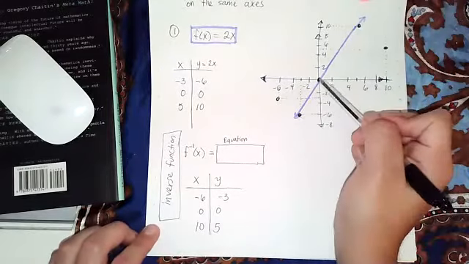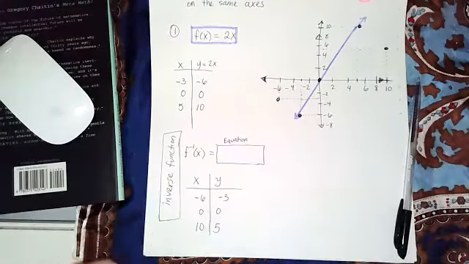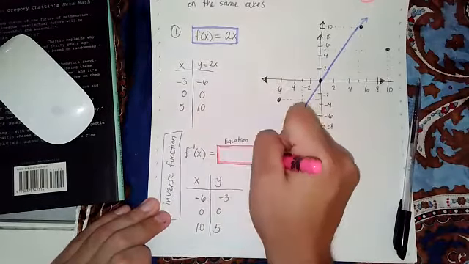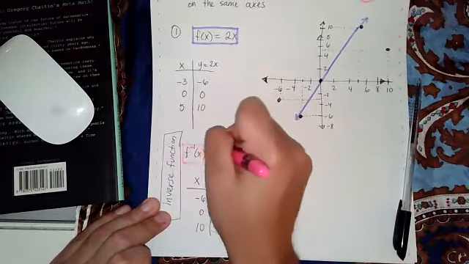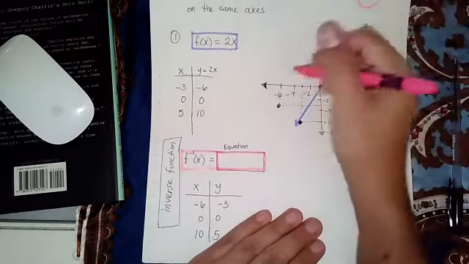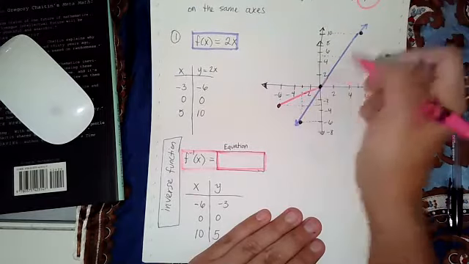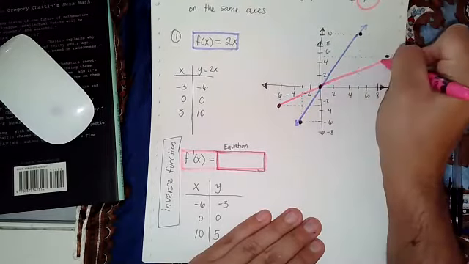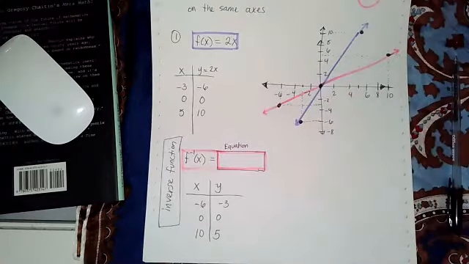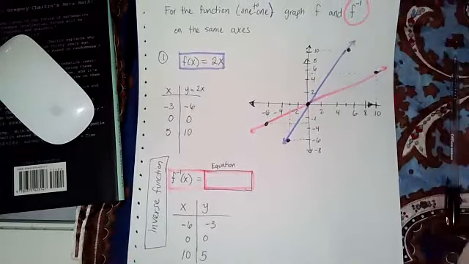So 1, 2, 3 points that belong to the inverse function. And I'll go ahead and color code my inverse function, even though I don't have an equation for it. I'm going to color code this as pink just so we have a different color to distinguish it. And I'll go ahead and connect these 3 points with the straight line like so. As straight as I can get it. Okay.